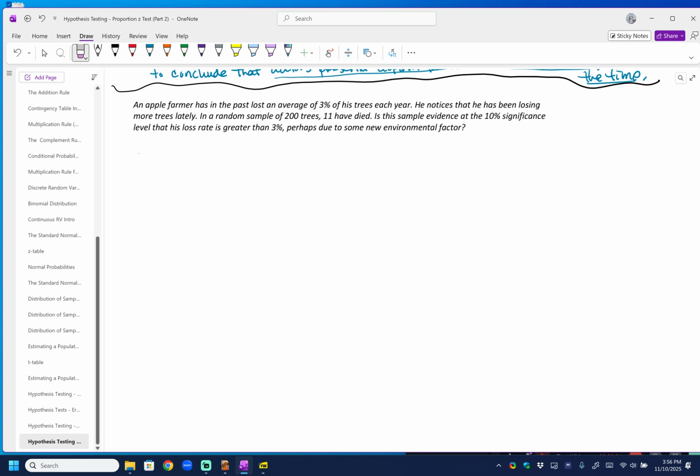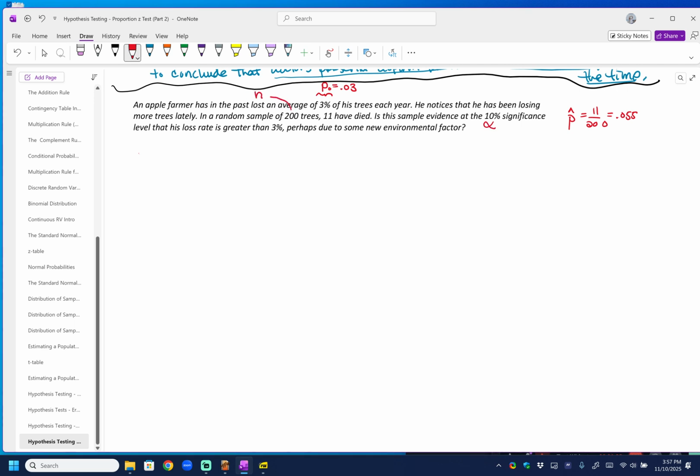We also have some proportions here. We have a 3%, we have 11 out of 200, so we're dealing with proportions. So we're definitely going to be dealing with a 1 proportion z-test. It looks like our p-hat is going to be 11 out of 200. That 11 out of 200 is going to be 0.055. And it looks like this 3% here is going to be our p sub 0, 0.03. We have an alpha of 10%. Just remember that this 200 will end up being our n.